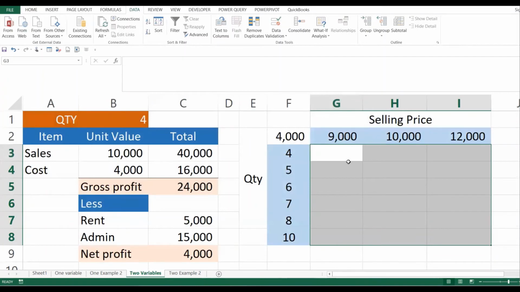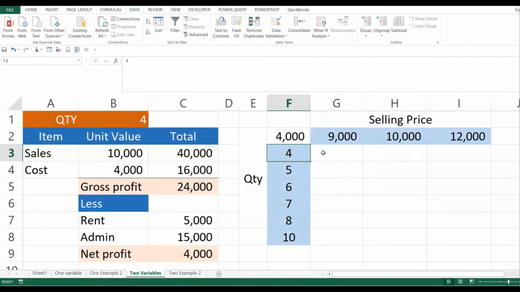In other words, I want Excel to tell me that if I keep all the others constant and I change my quantity, I sell 4 units at 9,000, what will be my net profit? Very important information for management to make such decisions. So if I sell 4, but I vary my selling price to 10,000, what will my net profit be? If I keep selling 4 and I increase my price to 12, what will my net profit be? And so on, as you can see.